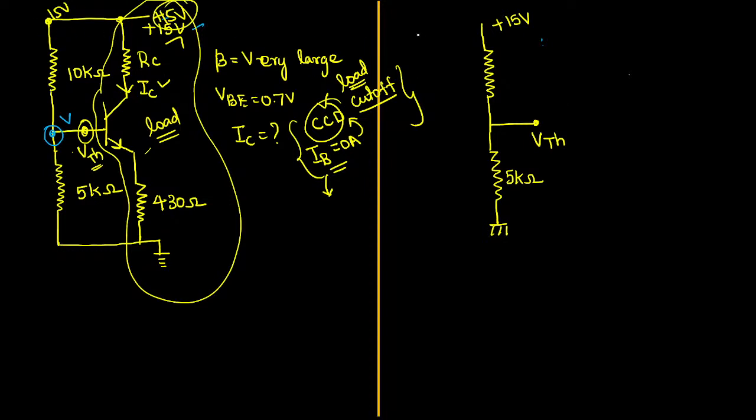You are not going to remove the voltage. Supply voltage will be there. For your understanding only I am doing this actually. Okay, fine sir. So this is going to be a 10 kilo ohm resistor and this is going to be a 5 kilo ohm resistor. Now how will you calculate the VTH here?